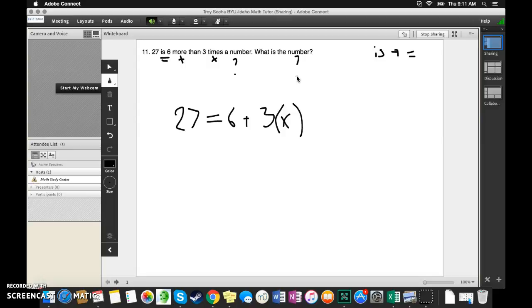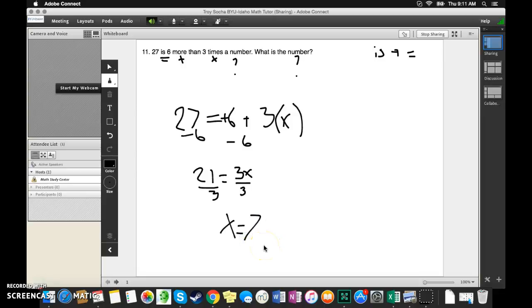All right, now we solve it. First, we need to get rid of the 6. So we're going to minus 6 because we're adding 6. Because we're adding 6, if we minus 6, we'll get 21 equals 3x. Divide by 3. x equals 7.